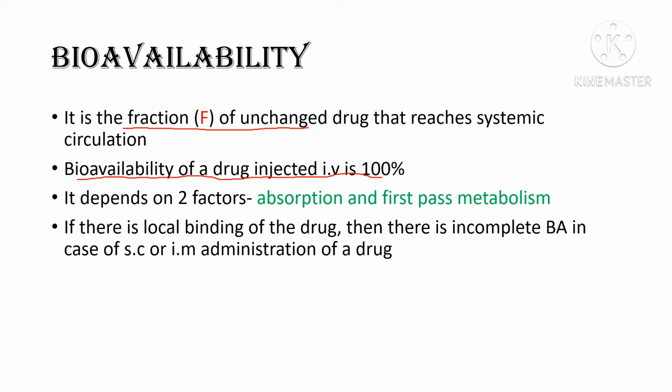But when we give a drug orally, it has to undergo absorption by various mechanisms, and also it may undergo first pass metabolism. We'll be talking about first pass metabolism in a minute. So we can say that the bioavailability of a drug administered orally depends on two factors, that is absorption and first pass metabolism. When we give a drug subcutaneously or intramuscularly, usually there is complete absorption of the drug. But in case if there is local binding of the drug, then there is incomplete bioavailability in case of subcutaneous or intramuscular administration of the drug.